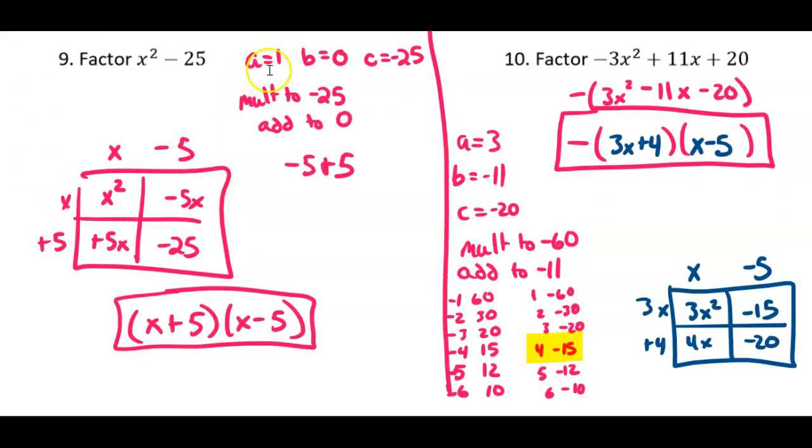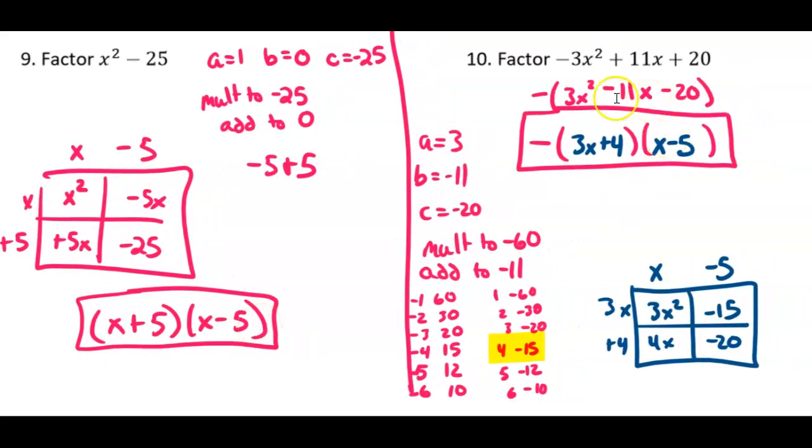Okay, so on this one, I had my A, B, and C. Multiplies to negative 25, adds to 0 is negative 5 and positive 5. So I use that right here. And I factored, I got x plus 5 times x minus 5. And then over here, I factored my negative out. So what I'm actually factoring when I'm looking at my A, B, and C is this right here. Here's my A, B, and C.